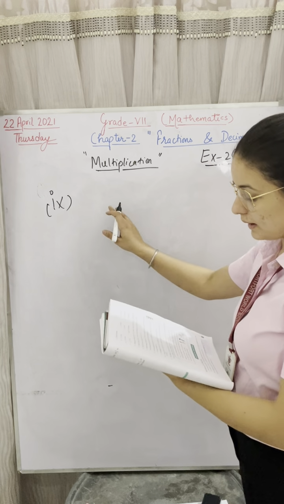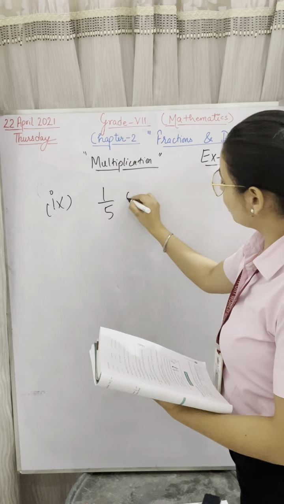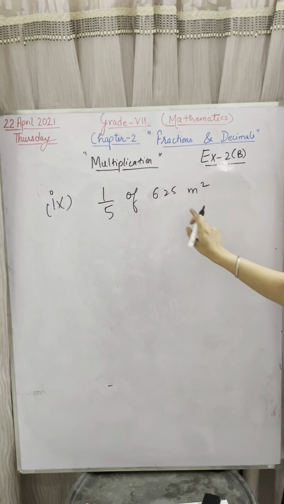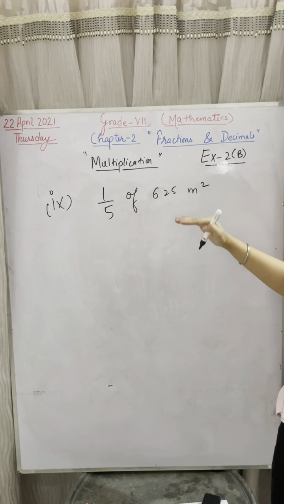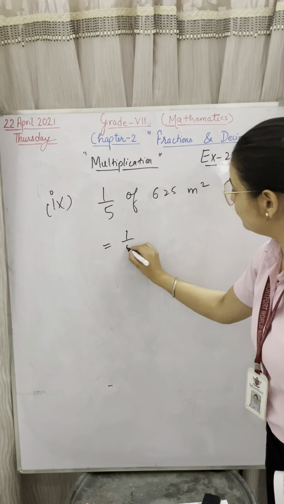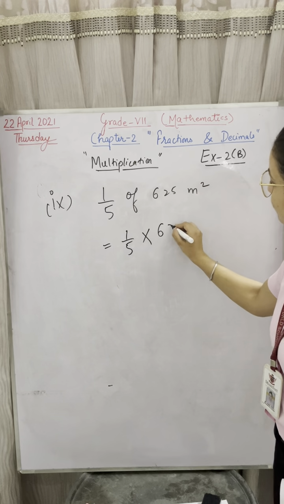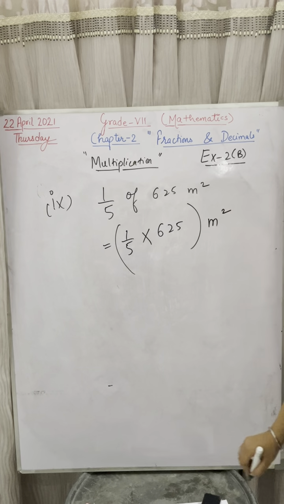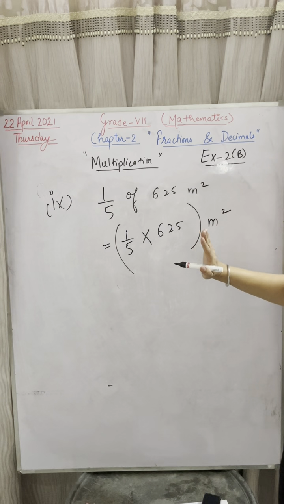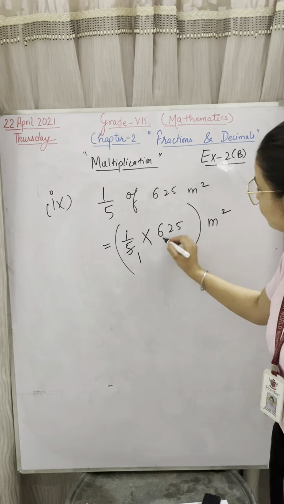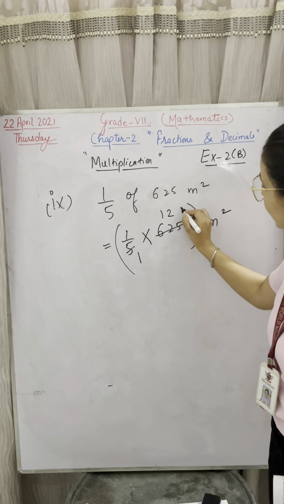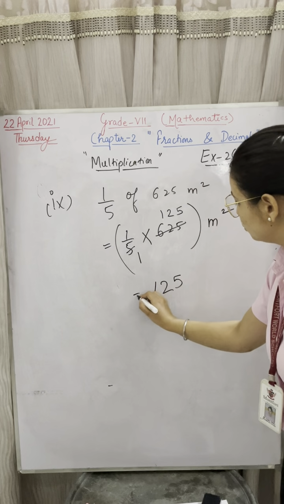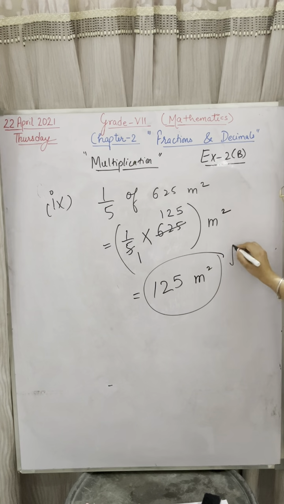Okay, see. 9th part is 1 upon 5 of 625 meter square. I have told you, if the value is given, then there is no need to convert. Write down 1 by 5 of means multiply 625 as it is, and outside the bracket the units are meter square. No need to convert now. Now you can simply cancel. 5 ones are 5, 5 twos are 10, 5 fives are 25. So the answer will be 125 into 1, that is 125. So 125 meter square is the answer.